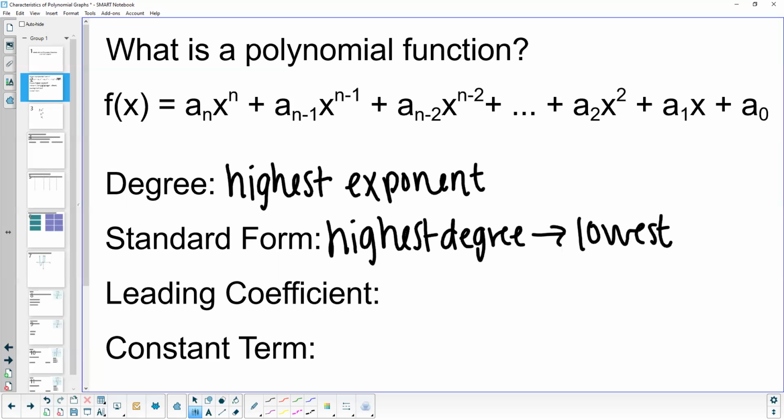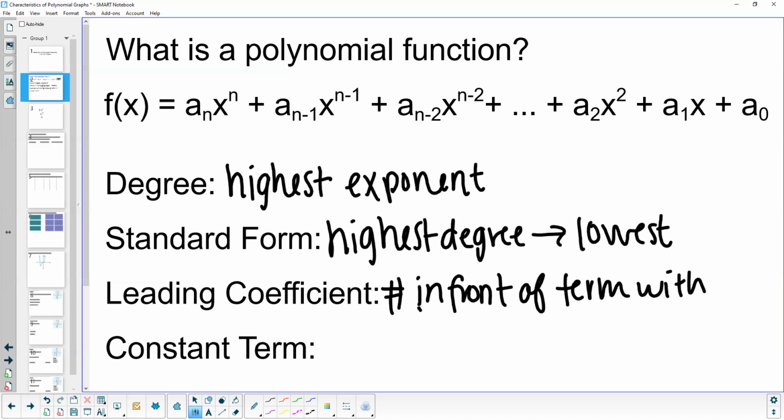Typically, we talk about some other important pieces here after it's written in standard form. We talk about a number called the leading coefficient. The leading coefficient is the number in front of the term with the highest exponent. So what we're talking about there is after we write it in standard form, because it's in that form with the highest exponent to the lowest exponent, that leading coefficient is the very first number that we see in our expression. Now that's super important because we can use it to then calculate a bunch of different pieces of information when it comes to graphs. So that leading coefficient we want to be able to identify.